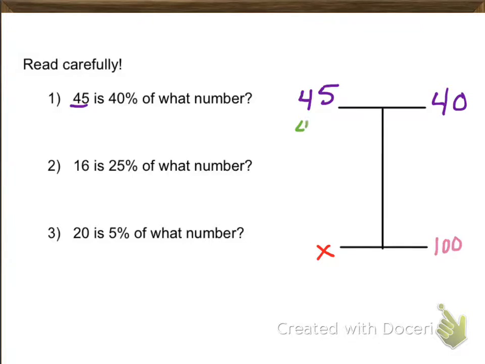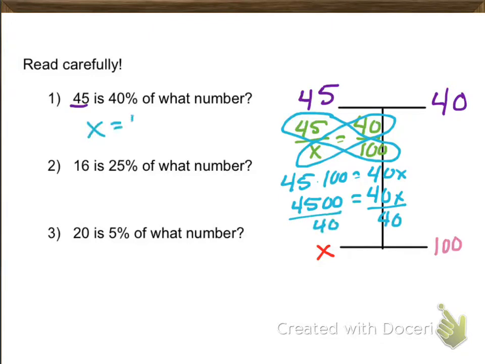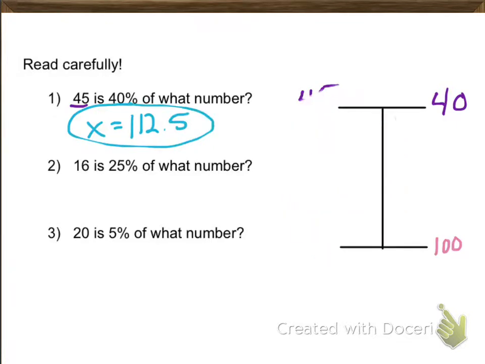I'm still going to set up my proportion the same way as I would before. 45 over x is equal to 40 over 100. Cross multiply, set it up. 45 times 100 is equal to 40x. Multiply that. 4,500 is equal to 40x, and divide both sides by 40, and that's going to give me x equals 112 5/10. Okay?